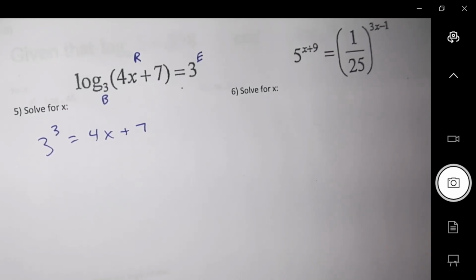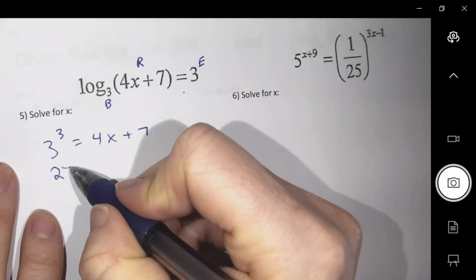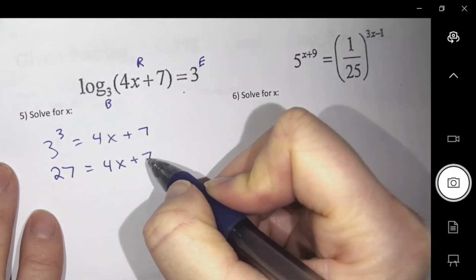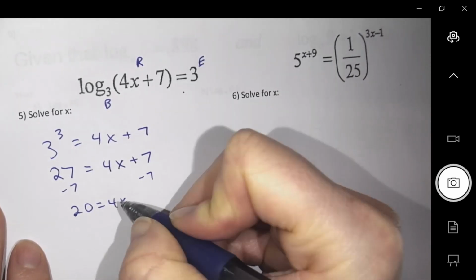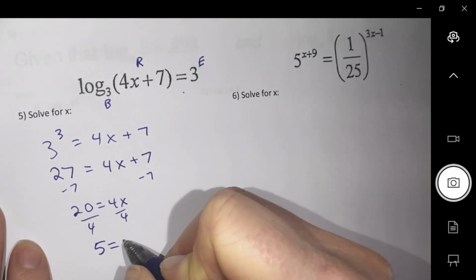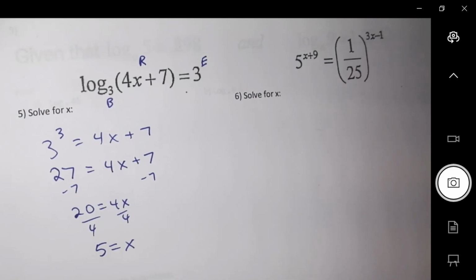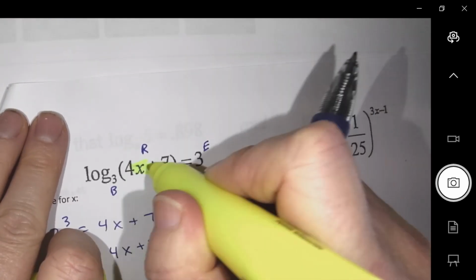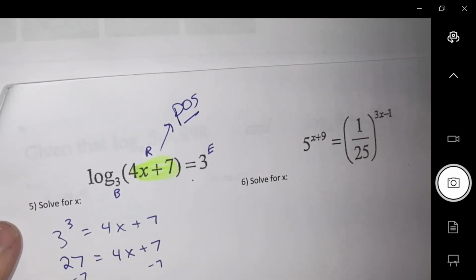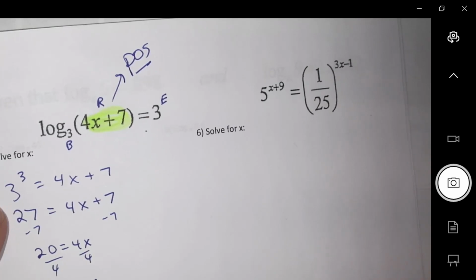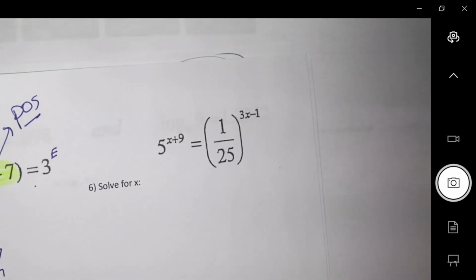Okay, 3 cubed is 27. Minus 7. Divide by 4. What should I do before I move on? I have to quickly check that this is what? Positive. So if you plug a 5 in there, is it good? Yeah. Okay.